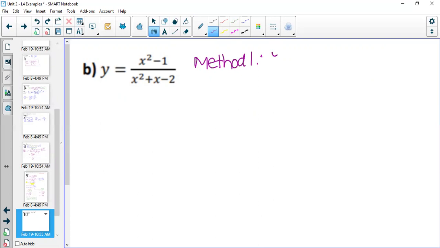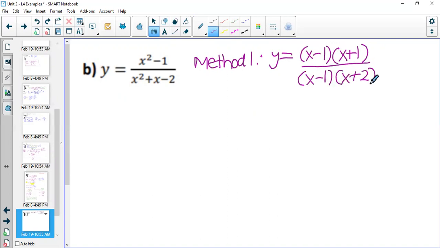If I factor my function, over x minus 1 times x plus 2, you'll notice I can cancel these x minus 1. So I'm left with x plus 1 over x plus 2. And I have the x restrictions. X cannot be equal to -2 and +1.